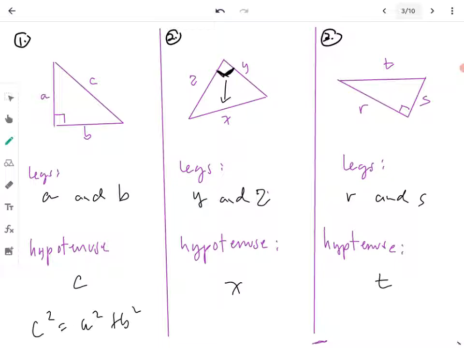The legs in figure 2 are Z and Y, and the hypotenuse is X, so we say X squared equals Y squared plus Z squared. While in figure 3 we have T squared, being the hypotenuse, equal to the sum of the squares of the legs, R squared plus S squared. So that's how simply you set up the equation for the Pythagorean theorem when triangles are given.